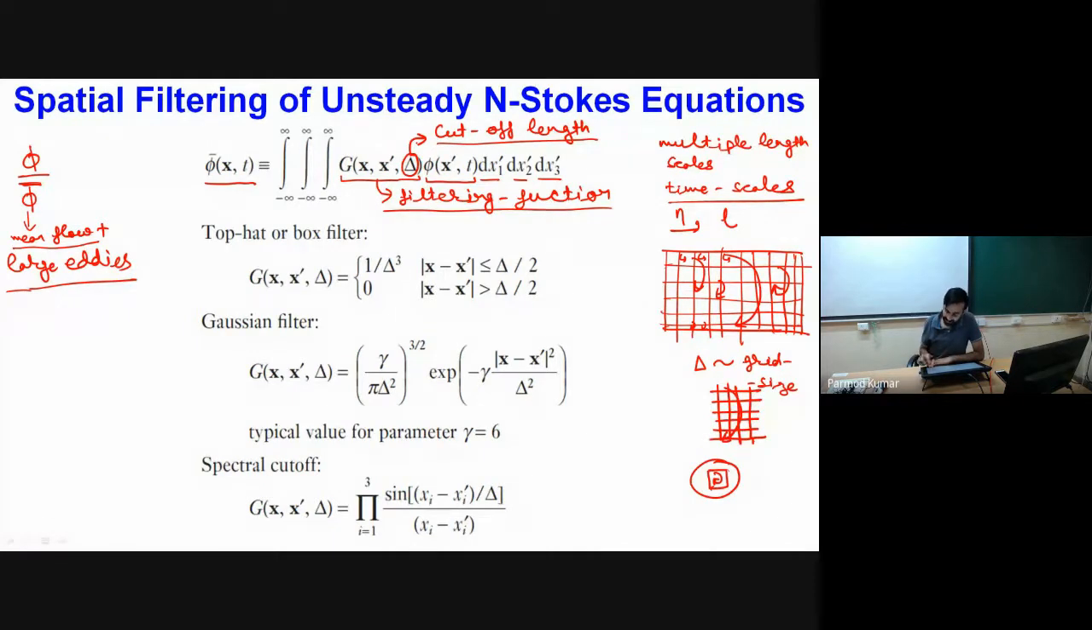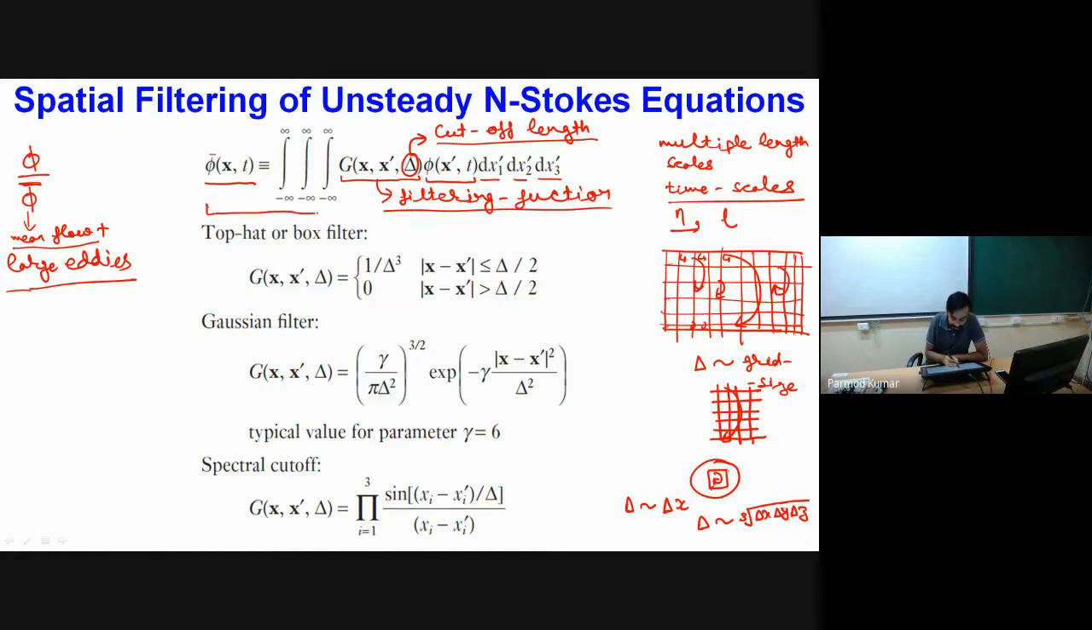Generally this delta is taken of the order of the grid size. When we have a uniform mesh, obviously delta will be of the order of delta x. If we have a non-uniform mesh, then we have to consider delta of the order of the cube root of delta x, delta y, delta z, where for the non-uniform element delta x, delta y and delta z are the lengths of the element in the x, y and z directions. Now this is the overall idea.